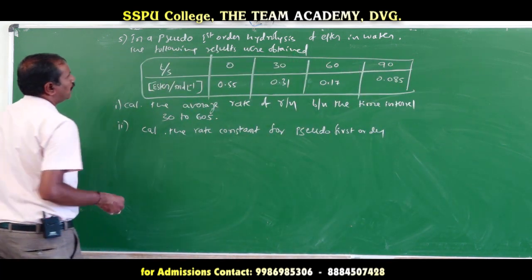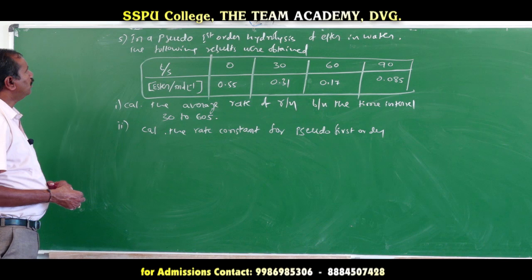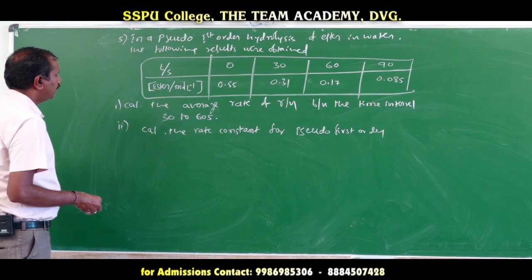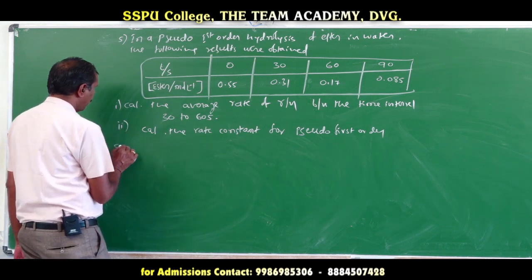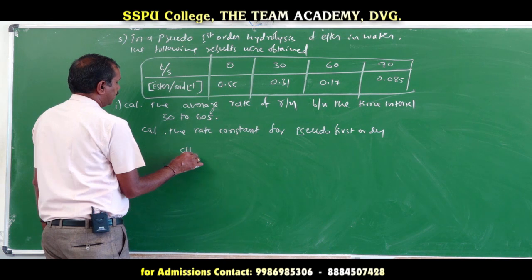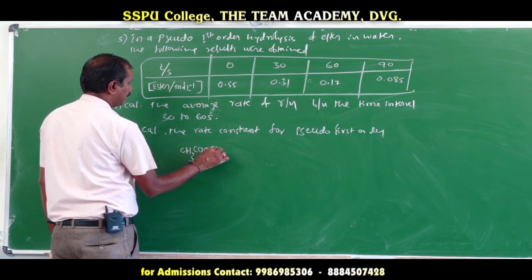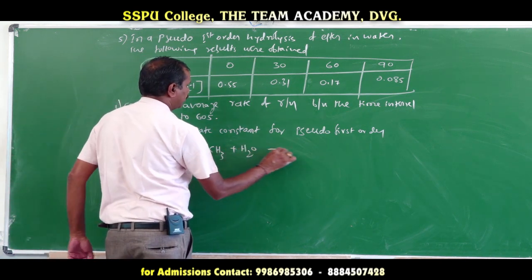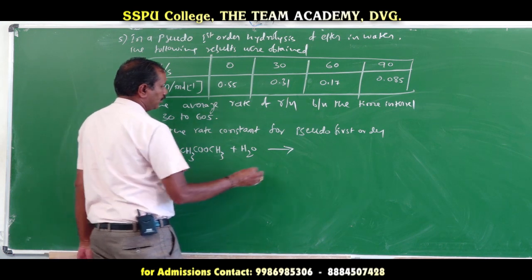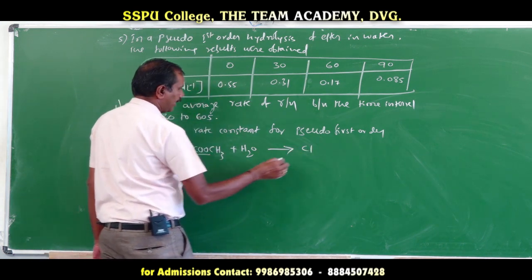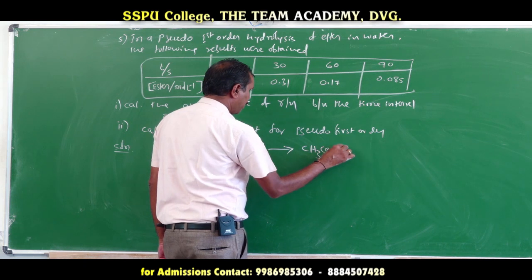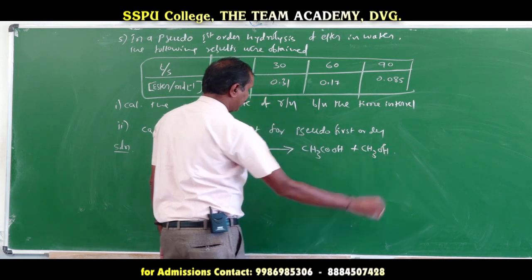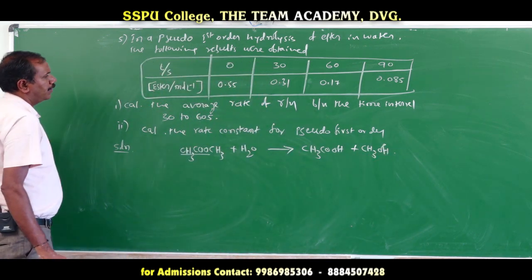In a pseudo first order hydrolysis of ester in water, the following results were obtained. So, hydrolysis of ester. Ester is CH3COOCH3, maybe methyl acetate. It undergoes acid hydrolysis, which means breakdown by water. It becomes CH3COOH plus CH3OH, acetic acid and methyl alcohol. It is a pseudo first order reaction.